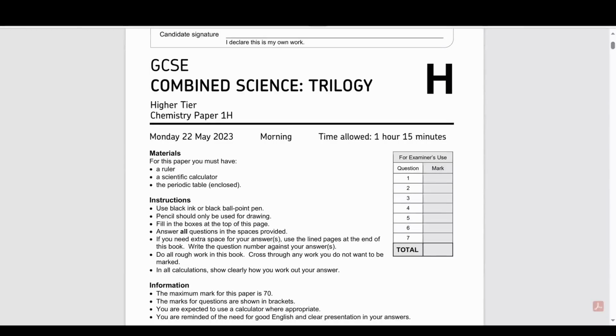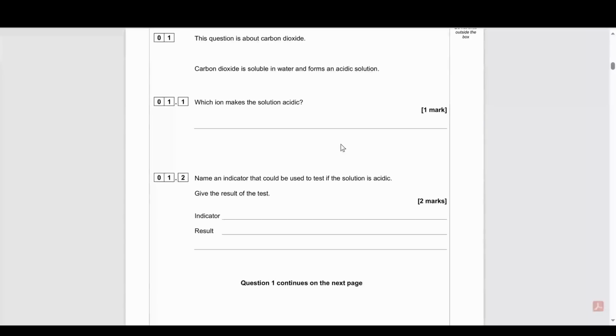This will be a walkthrough of the AQA GCSE Combined Science Chemistry 2023 Higher Tier Paper 1. Question 1. This question is about carbon dioxide. Carbon dioxide is soluble in water and forms an acidic solution. Which ion makes this solution acidic?